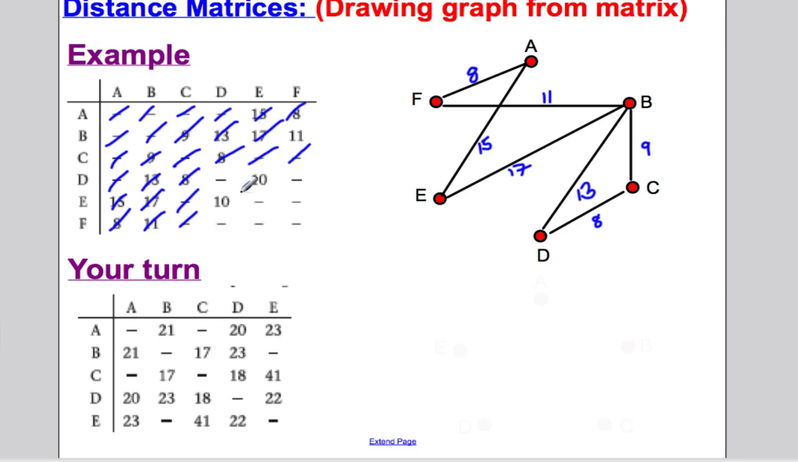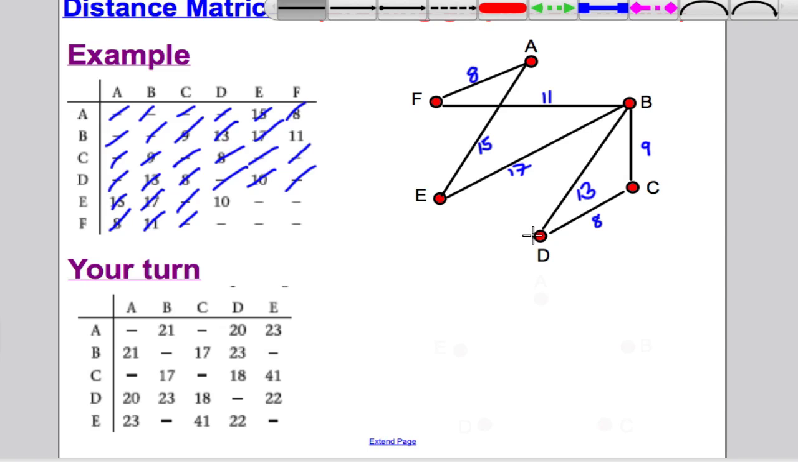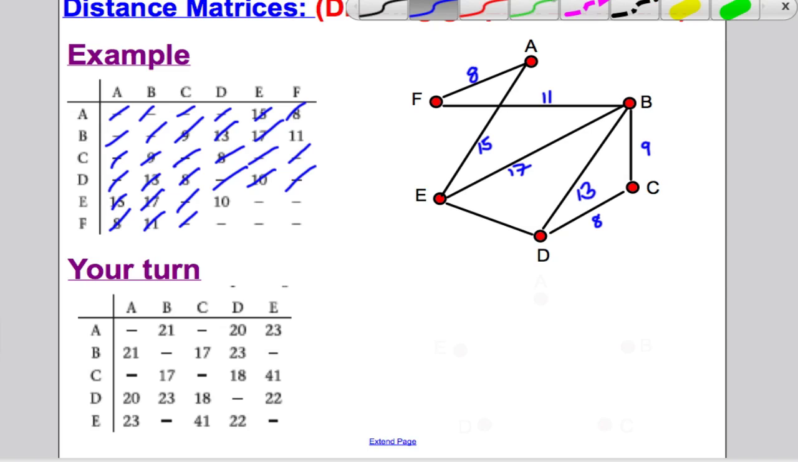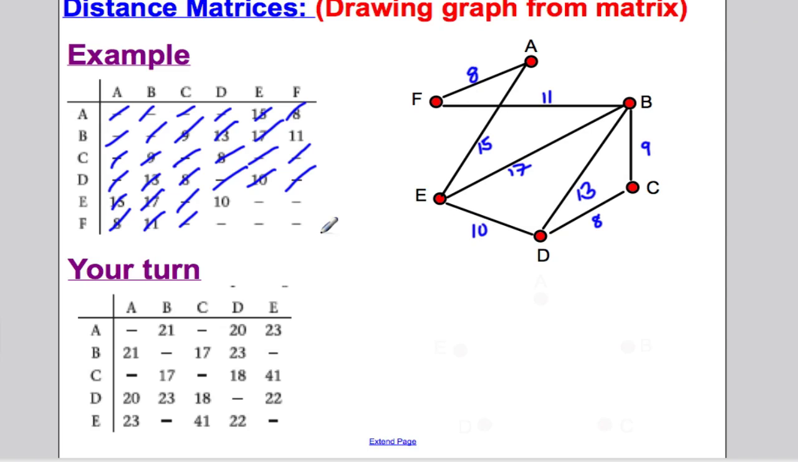D, there was only a connection with E, so let's cross all these off, and we know that D goes to E, and it's got a distance or weight of 10, and we've done these two as well. And E and F are not connected in any way, so we can cross these off. And that is our associated graph from that matrix.